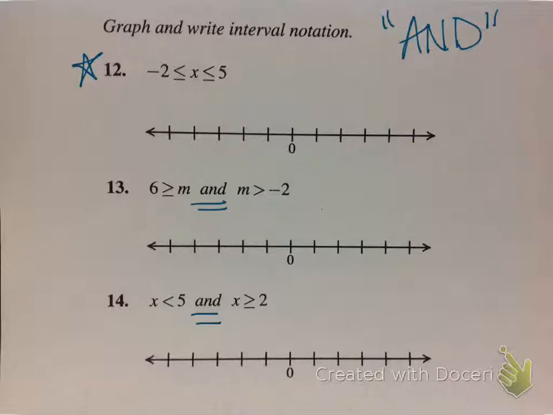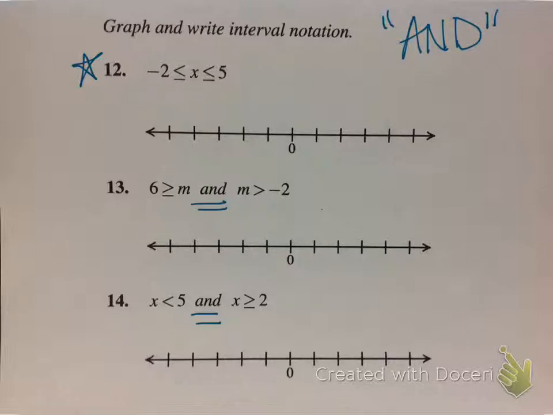In fact, if you were to cover up this part of the inequality, you would say x is less than or equal to 5. And if we covered up this part, we would say x is greater than or equal to -2, and we would put the word and in between.